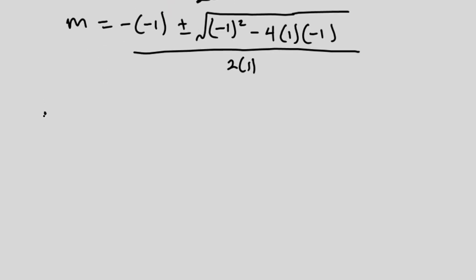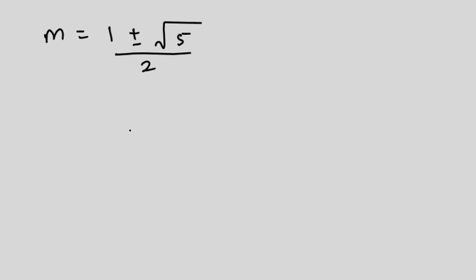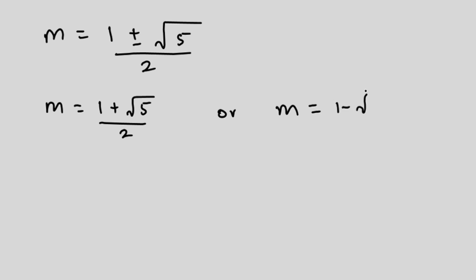So we're going to have m is equal to 1 plus or minus square root of -1 squared, which is +1, minus 4 times 1 times -1, that is +4, plus this one making 5. So we're going to have 5 divided by 2. So this implies that it is either m is equal to 1 plus square root of 5 divided by 2, or m is equal to 1 minus square root of 5 divided by 2.